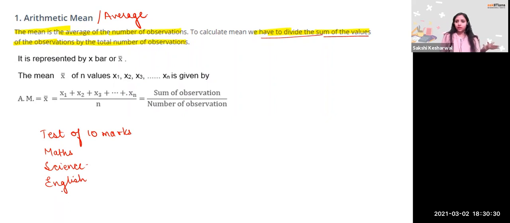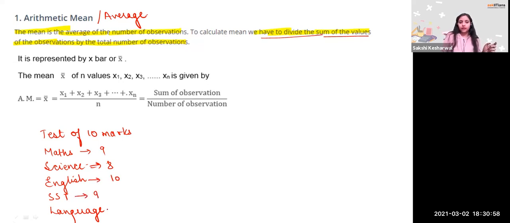Let's take it like a surprise test. Then you have SST and then you have language. Any language, it depends: Spanish, French, German, English, whatever you want to go for. So in maths you got 9, in science 8, in English 10, in SST 9, and in language 8. These are your marks, right?